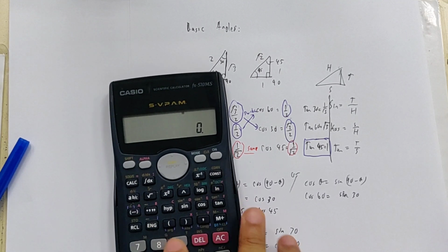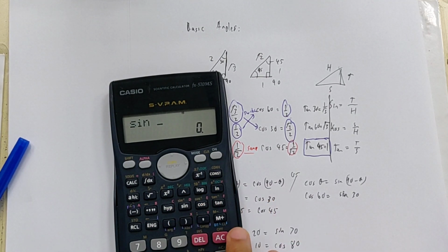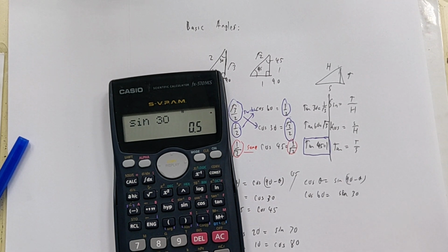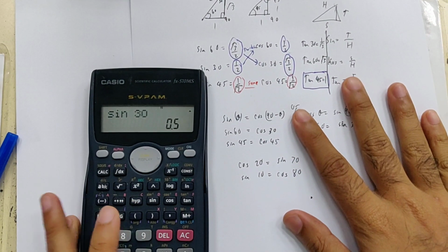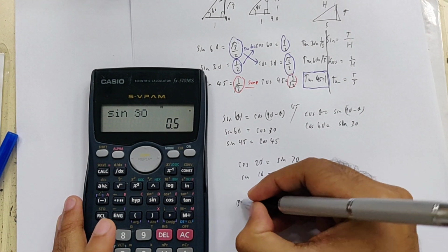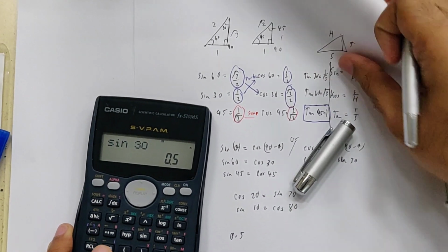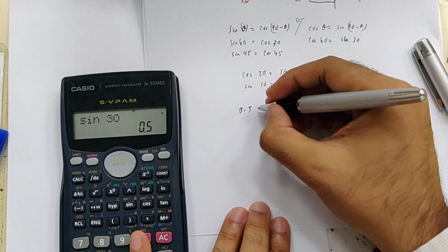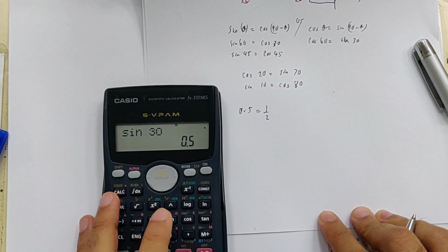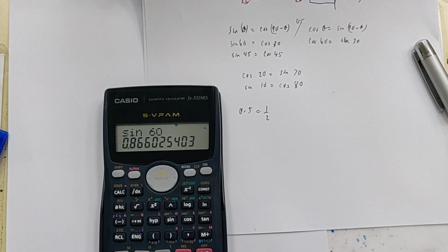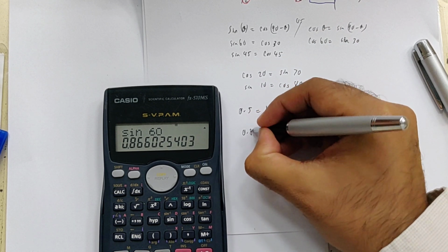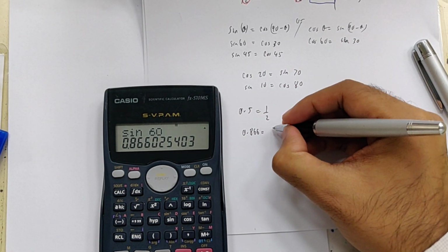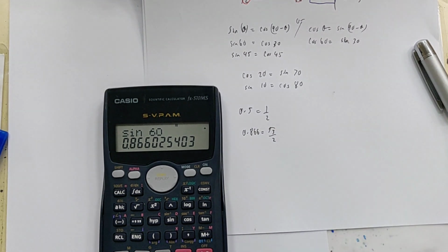The thing I need to memorize is, let's say I got sine 30, voila, 0.5. I know it's 1 over 2. So what I actually memorize is this: 0.5 is equal to 1 over 2. So let's try others. Sine 60 equals 0.866, which is equal to root 3 over 2.